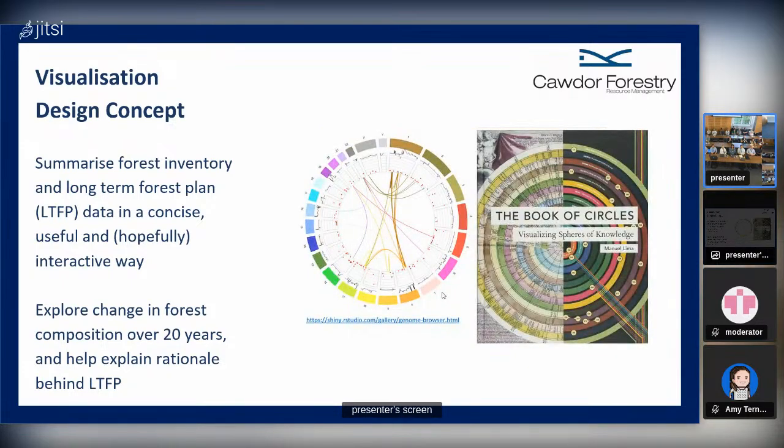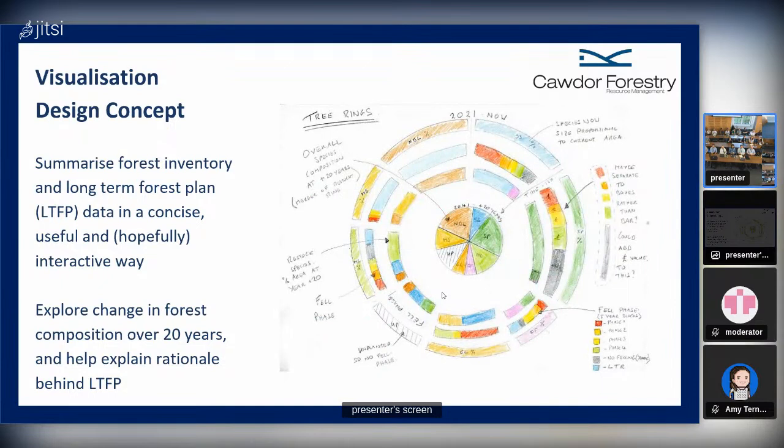I was really inspired by circular images. The image on the left there is a genome browser graphic. I have absolutely no idea what the data is that it is showing, but I just think it looks like it's showing a lot of information. There's a lot of data points, a lot of complex information on there, and it's in a very attractive way. So I was really taken by the idea of a circular graphic.